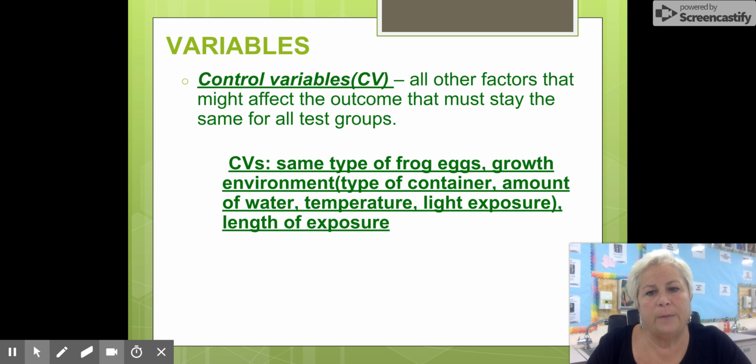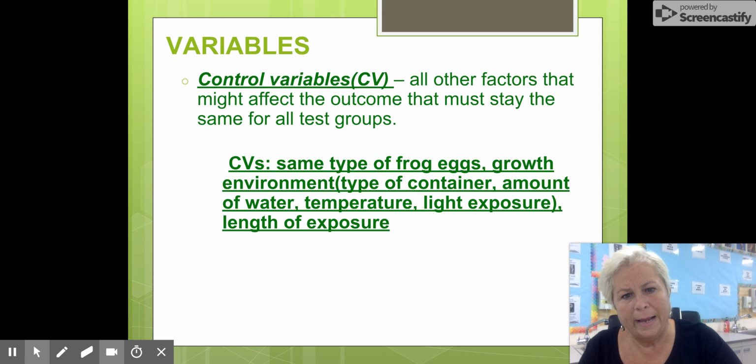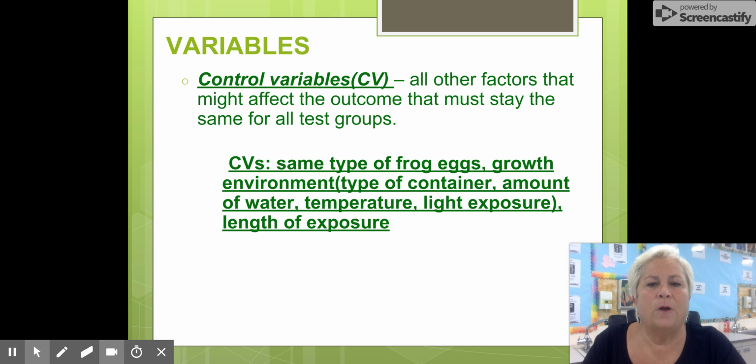So in this case, we want to make sure that we control these and we keep these the same for every frog egg, no matter what amount of pollution it's exposed to, no matter what the change in the independent variable is, we've got to keep them the same. Okay, so for example, we want to use the same type of frog eggs. We don't want to use a green tree frog egg in one group and, you know, some other kind of like poison dart frog egg in the other one. Okay, all right, so in this case, frog eggs, growth environment, amount of water, temperature, and light exposure. Okay, and the length of exposure to the pollution.